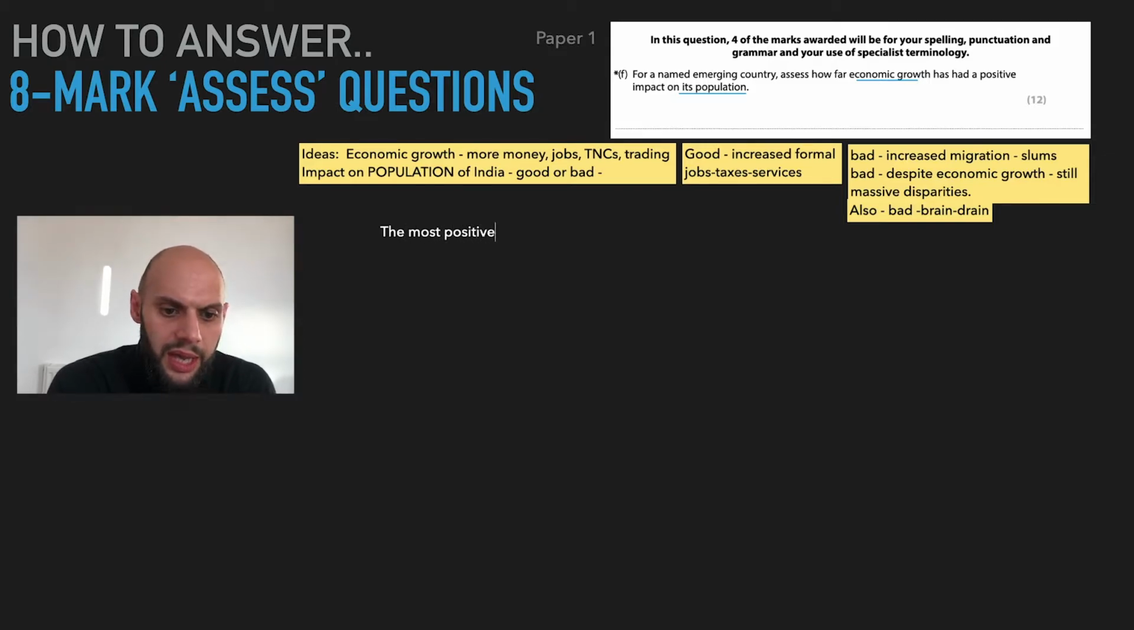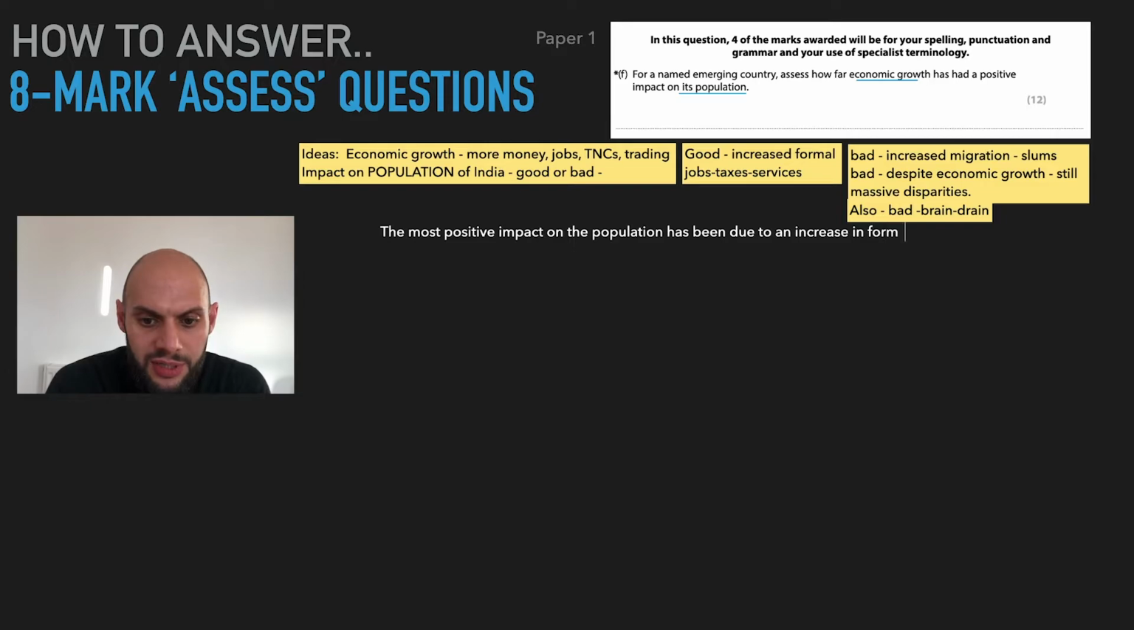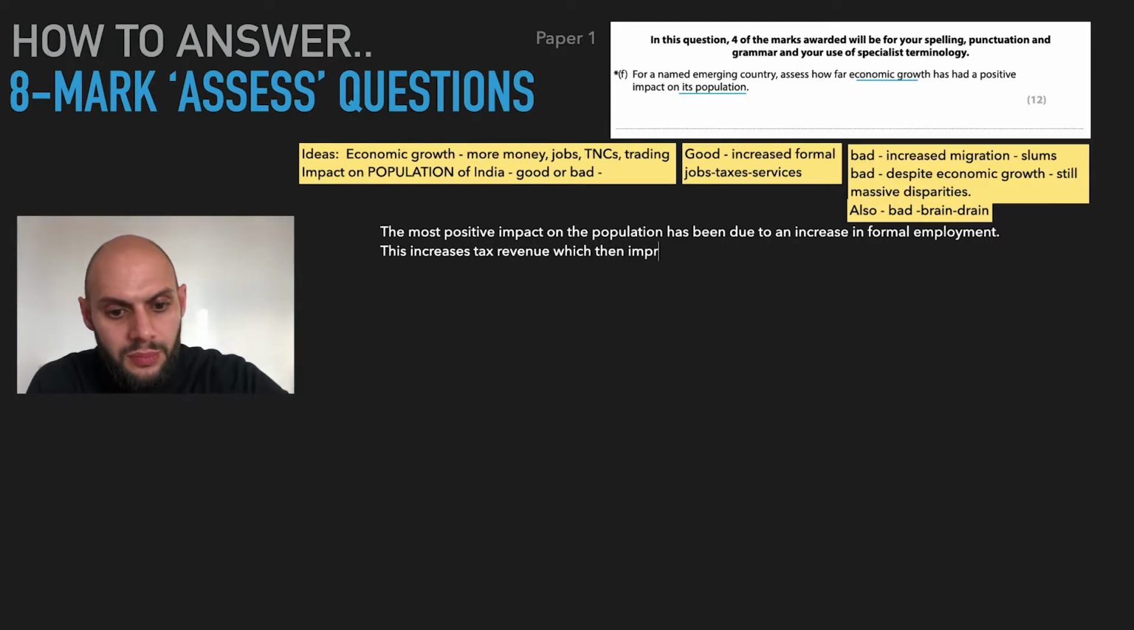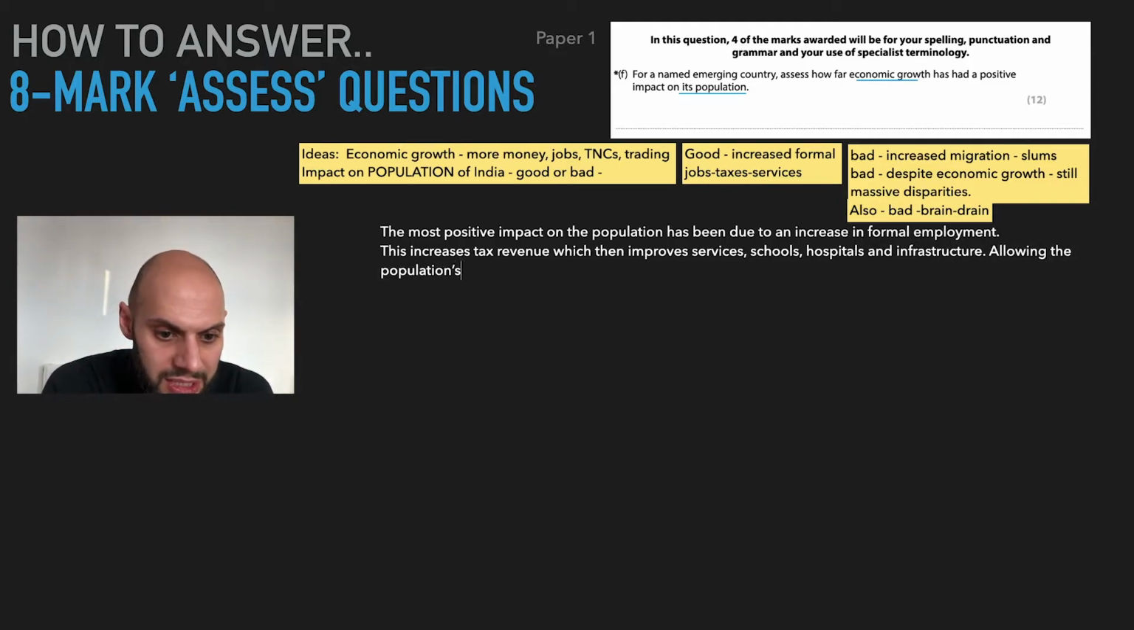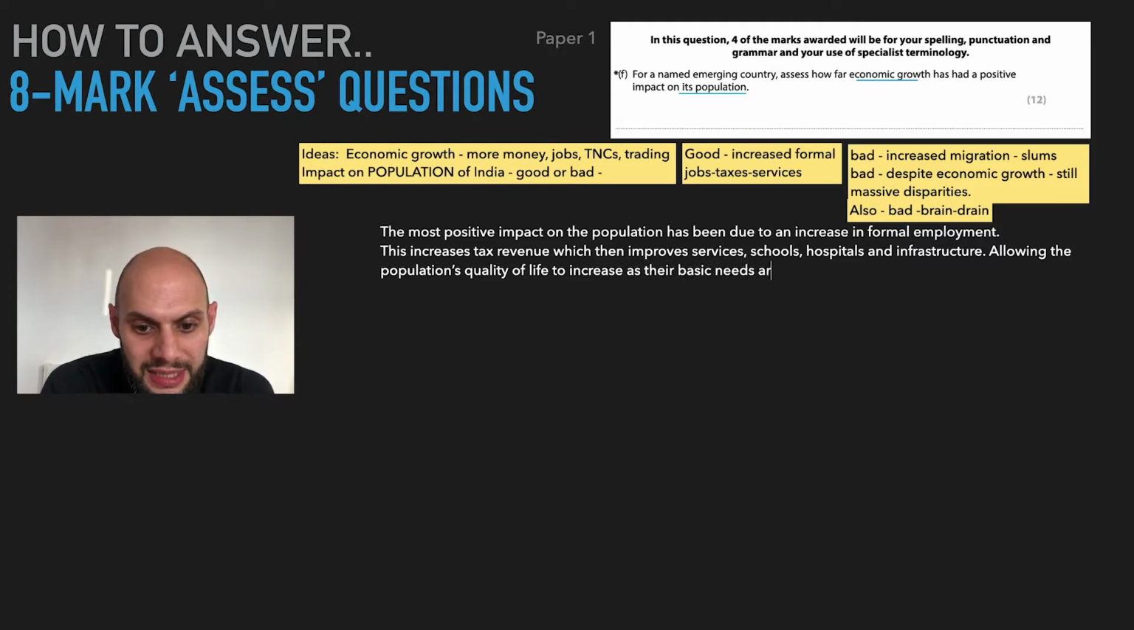Start writing. The most positive impact on the population has been due to an increase in formal employment. This increases tax revenue, which then provides services, schools, hospitals, and infrastructure, allowing the population's quality of life to increase, as their basic needs are being well fulfilled.